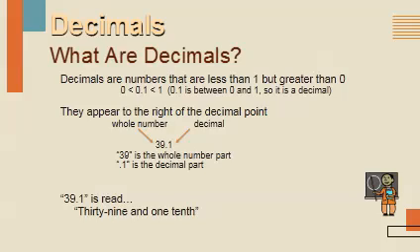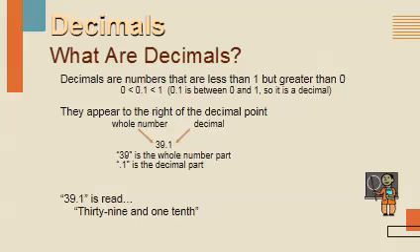You're going to see that in this decimal number, we have a point. We call it the decimal point. Everything to the left of the decimal point is the whole number, and everything to the right is the decimal part. So everything to the left is the whole part, and everything to the right is the decimal part, and of course they are separated by a decimal point.